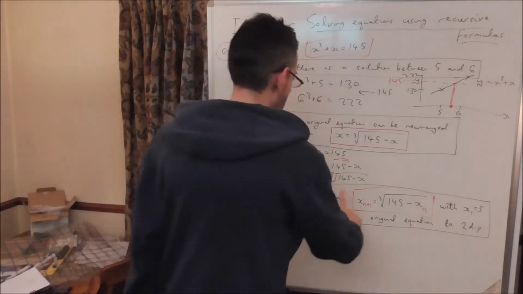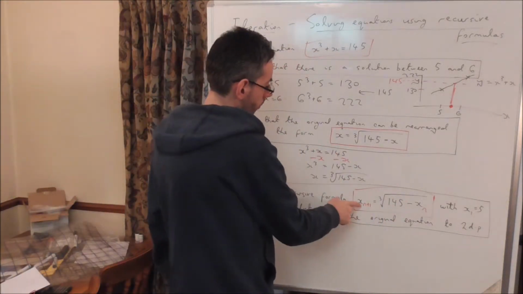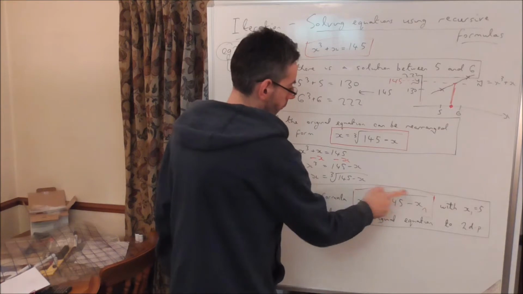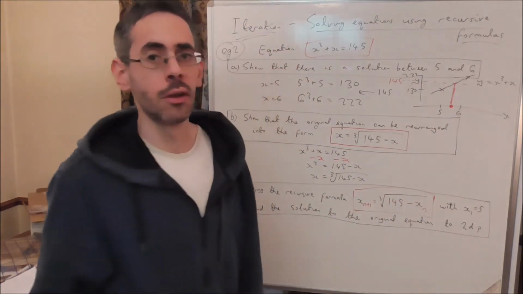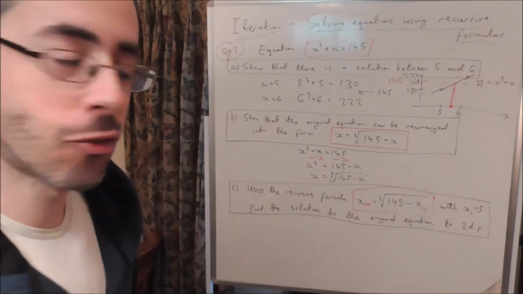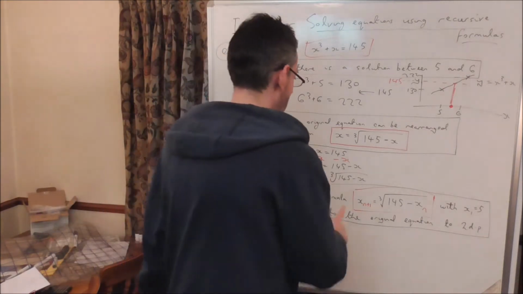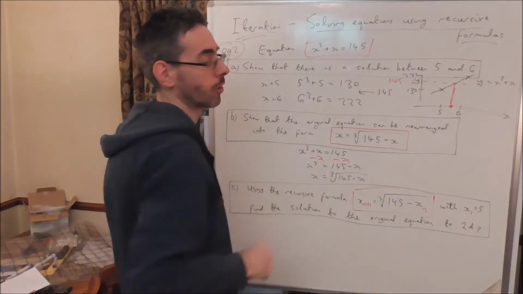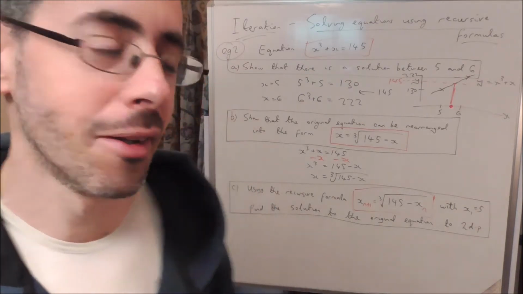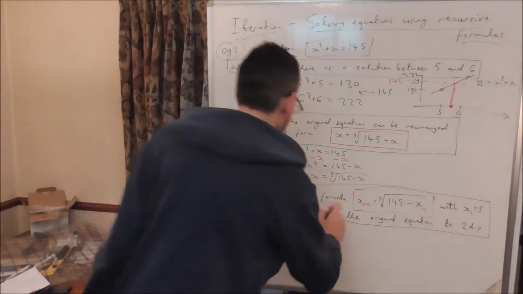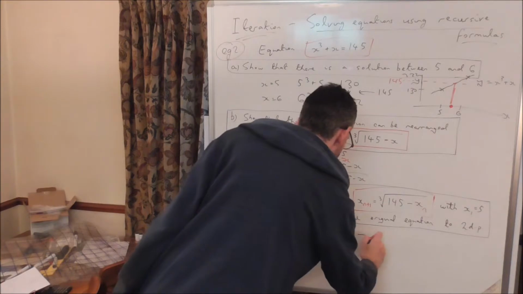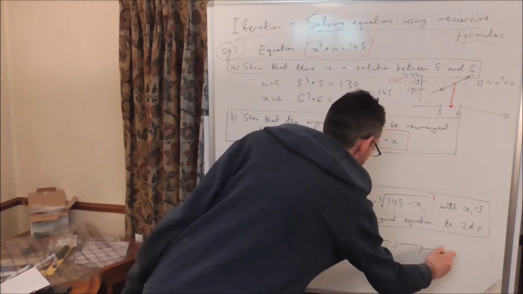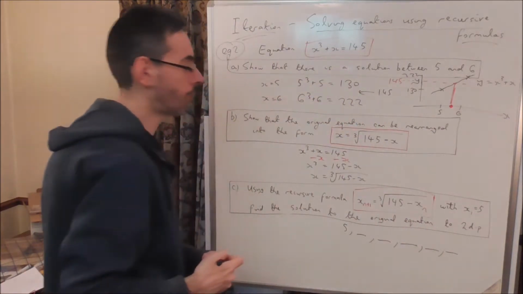So notice all they've done is they've just replaced this x with x_{n+1} and this x with x_n to come up with this recursive formula. And apparently the question is saying that by using this recursive formula and that starting value, we'll get a solution to the original equation. So let's try it. So the first term of the sequence is 5. And let's generate some terms of this sequence and see what happens.